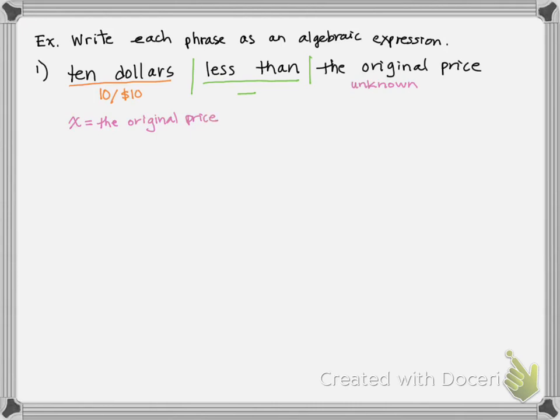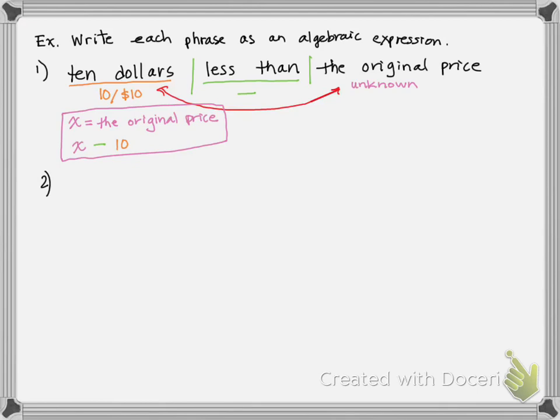Okay? So now when I translate, I have to remember this switcher phrase is going to change what was in front to go in the back and what was in the back to go in front. So what keeps them apart is the subtraction. So the $10 is going to go in the back and the unknown is going to go in the front. So this would translate into x minus 10. But I need to include both of these in my answer: the definition of what the variable represents and then the translation.